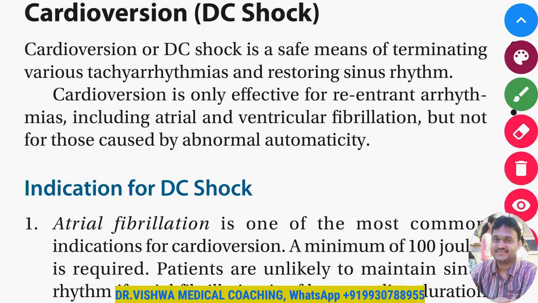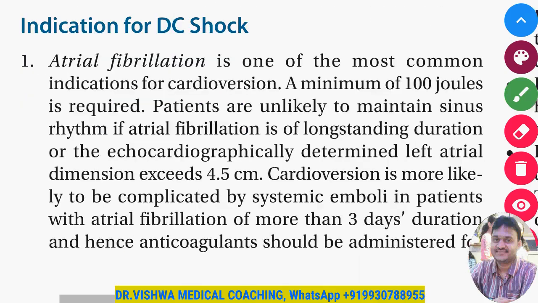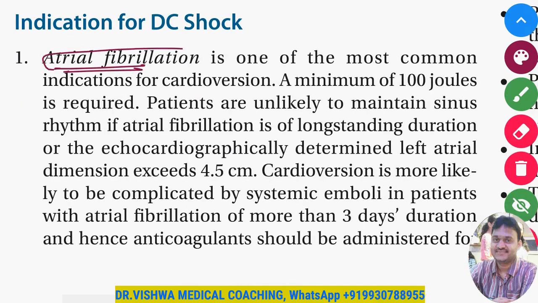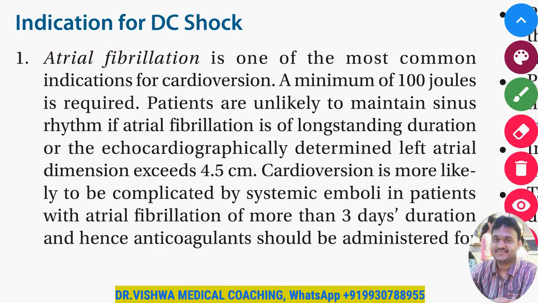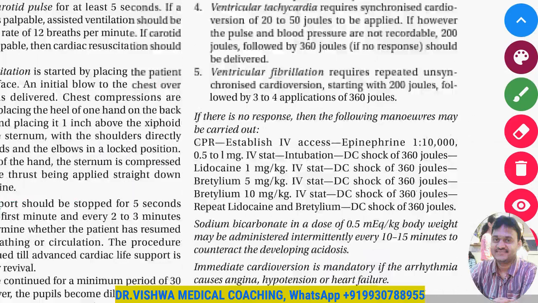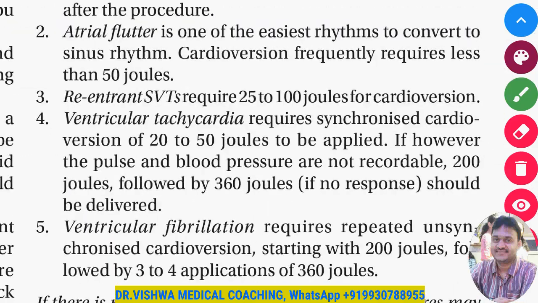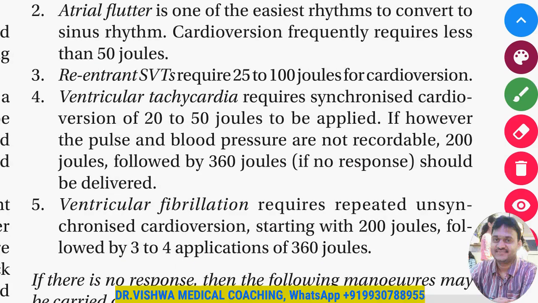इसमें हम लोग cardioversion देते हैं. So these are the indications of DC shock, atrial fibrillation. इसकी वजह से patient का cardiac output reduce हो रहा है. The most common indication for cardioversion is atrial fibrillation. 100 joules of shock usually will be required. The other common conditions are atrial flutter, re-entrant SVT, supraventricular tachycardia, ventricular tachycardia, VT.